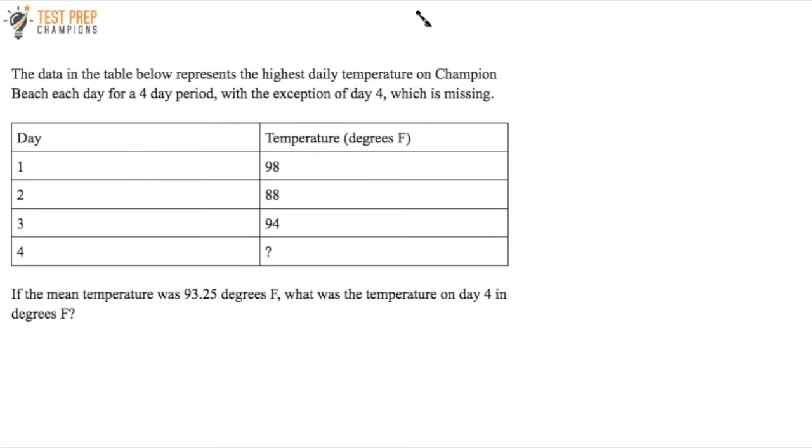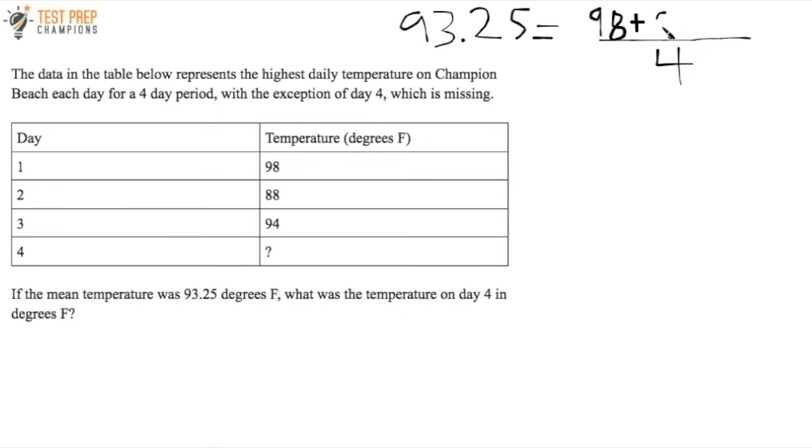So all we're doing here is we're going to take the mean, which is 93.25, and I'm going to set this equal to the sum of all the values in the data set divided by 4. Why is it divided by 4? Because there are 4 numbers in our data set. The catch is that we don't know what the value on day 4 is, so I'm just going to replace that with an x.